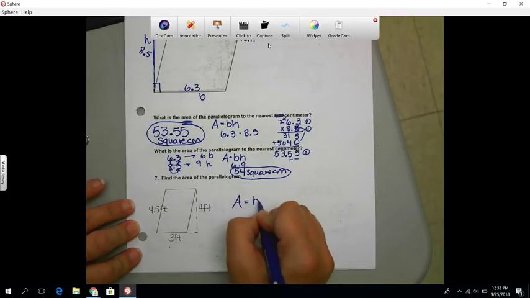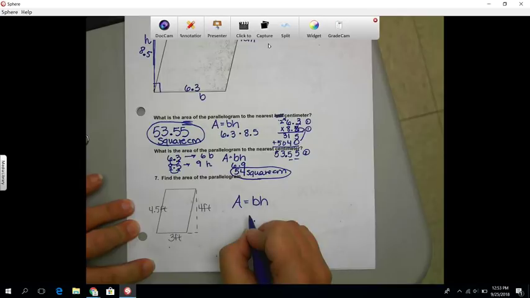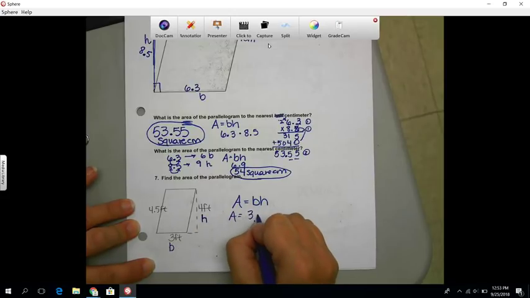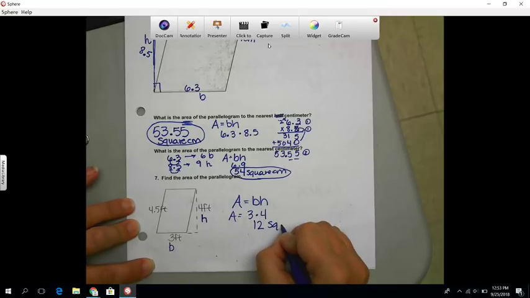All right, and the last one, we're still looking at that area of the parallelogram. Area is base times height. So we have the area. The base is 3. The height is 4. So we have now 3 times 4, and we have 12 square feet is our label.